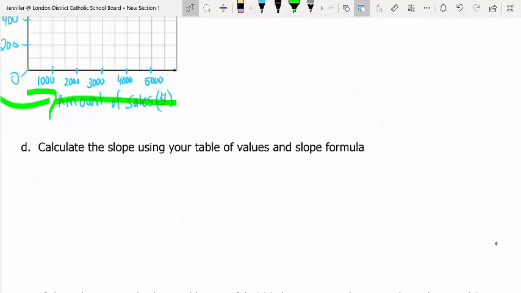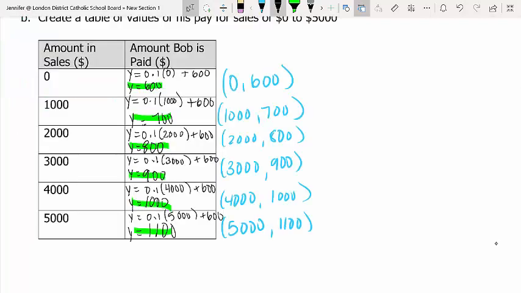Okay, so part D is calculate the slope using your table of values and the slope formula. So let's scroll back up to our table of values to calculate the slope. So remember, the slope formula is y2 minus y1 divided by x2 minus x1. So basically what we need to do is pick 2 points from our table of values, label them x1, y1, x2, y2, and then plug them into the equation. Because remember, a table of values is just a bunch of points, and we know how to calculate slope using 2 points. All we need is 2.